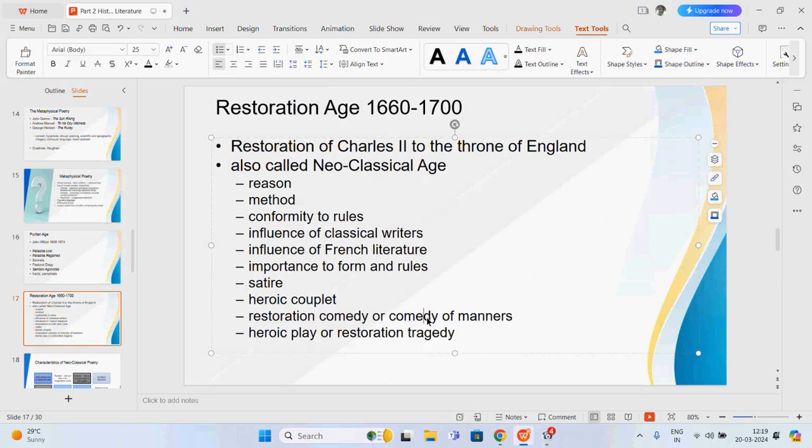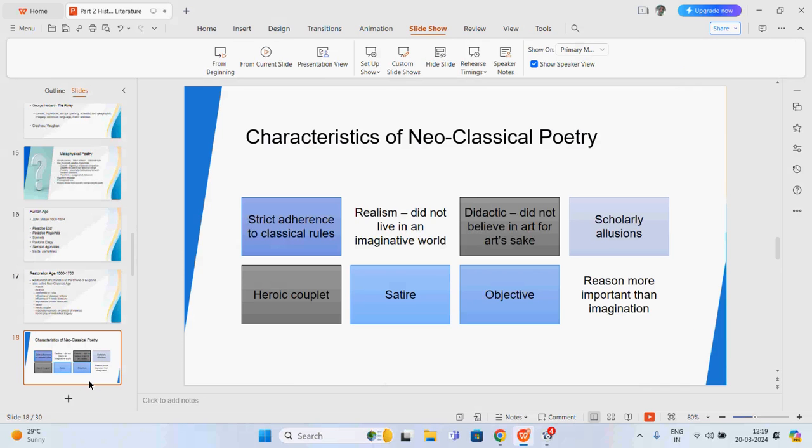Okay, Restoration comedy, also referred to as the comedy of manners, and we have the heroic play, also referred to as the Restoration tragedy. Now you see more features of the neoclassical. This is with specific reference to poetry, but it is common to the entire age. There is a strict adherence to rules. The writers gave a lot of importance to realism. There was no scope for imagination.